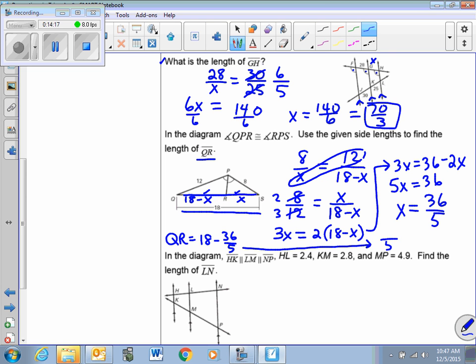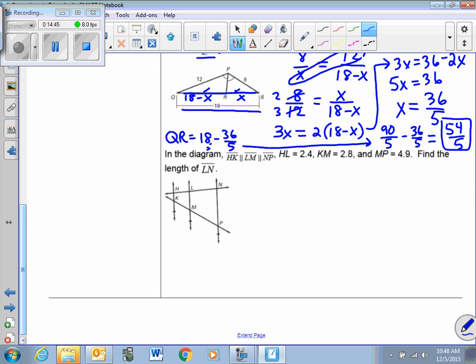So how many fifths is 18? Well, what's 18 times 5? 18 times 5 is 90. So what I have is 90 fifths minus 36 fifths. And so finally, QR equals 54 fifths. So guys, don't make the mistake I almost made and just say, okay, 36 fifths is my answer. Read what the question is asking you for.